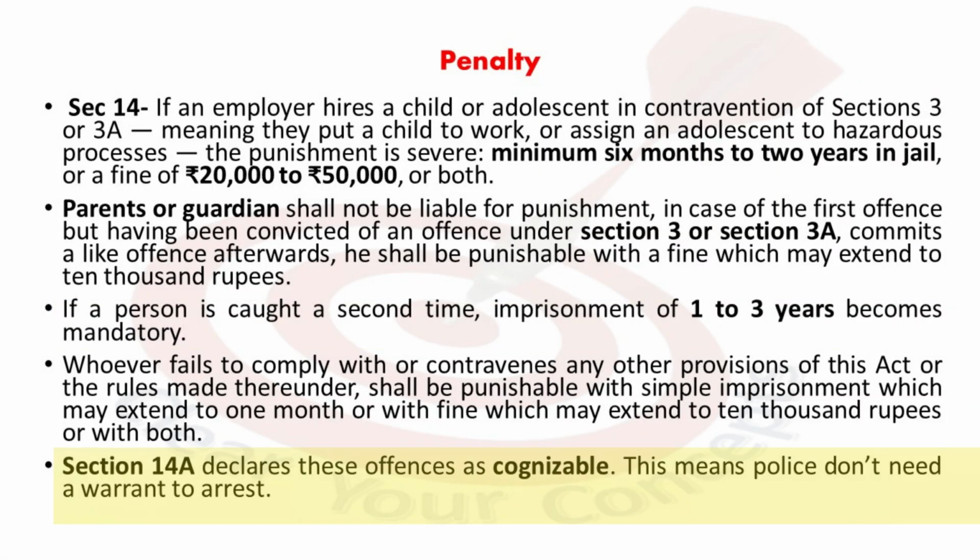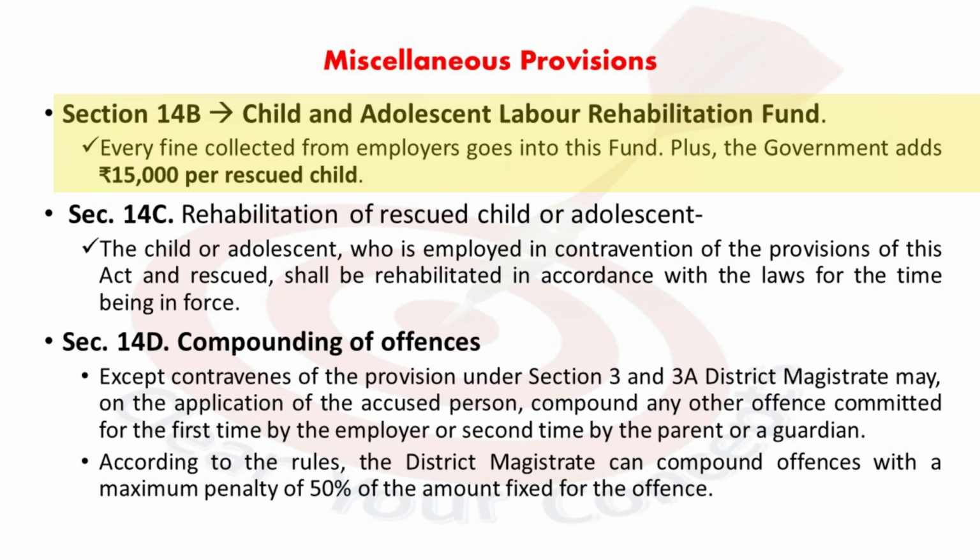Next, Section 14A declares these offenses as cognizable. This means police don't need a warrant to arrest. Imagine a child is spotted working in a hazardous dye factory. The police can immediately act, file an FIR, and rescue the child. But punishment alone is not enough, there must also be rehabilitation.